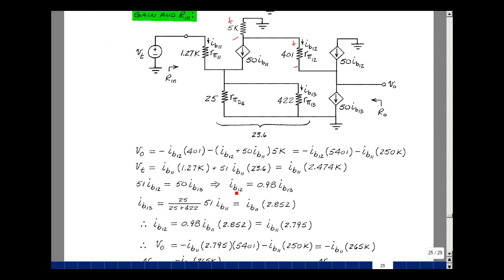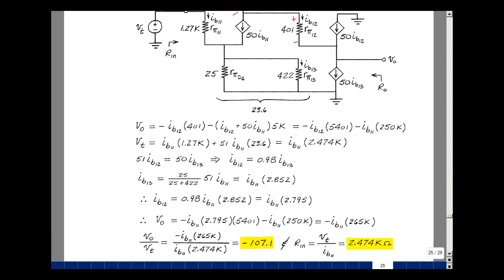Go back to IB12. It's 0.98 times IB13, but IB13 is IB11 times 2.852. Product of these two is a little bit smaller than this. It's 2.795. Go back to V out. It's equal to minus IB12, but IB12 is equal to IB11 times 2.795. Multiply that by 5,401, and then minus IB11 times 250K. All that combined together is a minus 265,000 times IB11. That's what V out is, but V test is equal to IB11 times 2,474. These cancel with each other. You get a gain of minus 107.1.